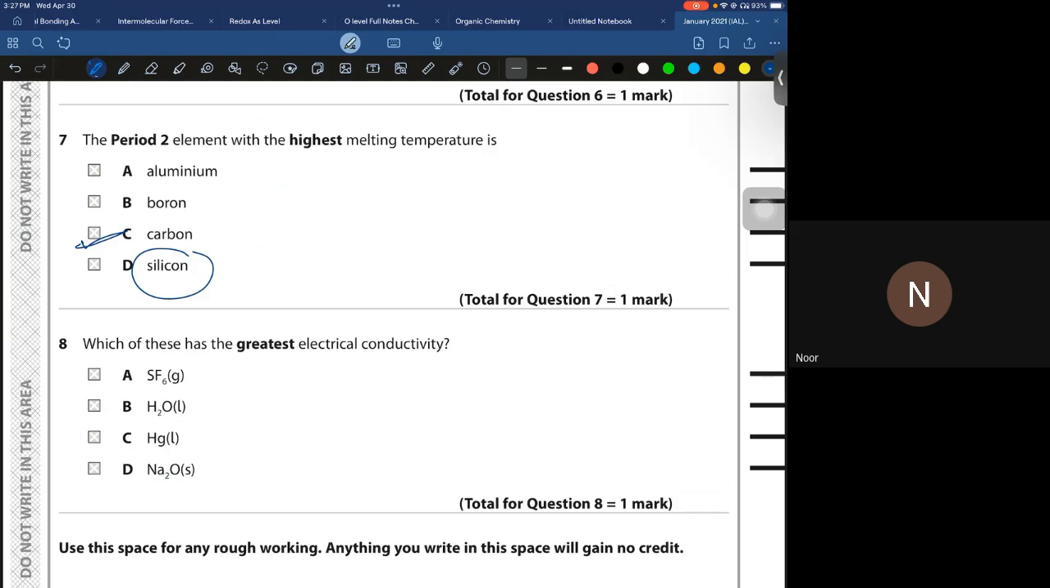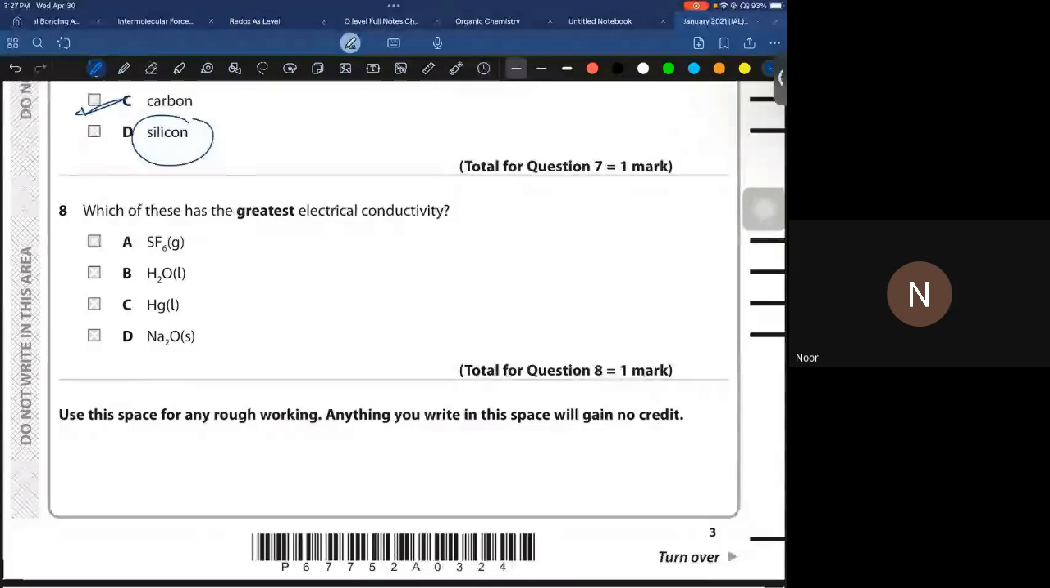Okay. Which of these has the greatest electrical conductivity? So, electrical conductivity: an ionic compound is a bad conductor in solid state because ions are not free to move. It's mercury. It's a metal. Of course, metals are good conductors of electricity. It's understood. So that's why option C is correct.